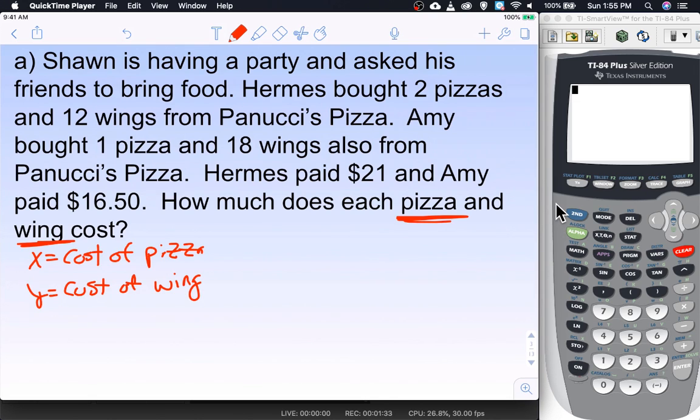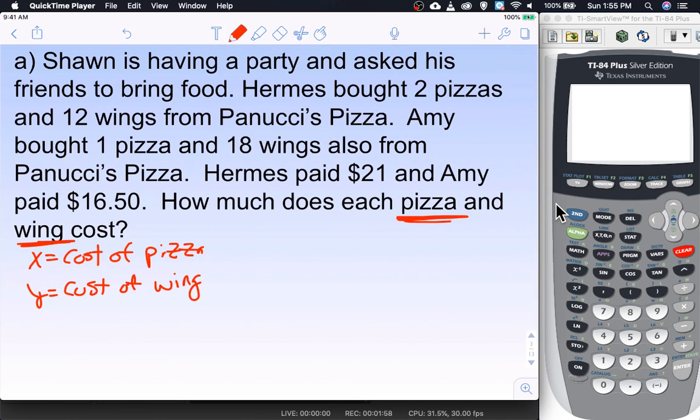So now when I'm using x and y in my equations, we understand which variable goes to which thing in the word problem. You could just as easily use p's and w's for pizza and wings as x's and y's. I personally am a fan of using x's and y's. You will see some problems, specifically if you're getting them from a textbook, where they might have other variables other than x and y.